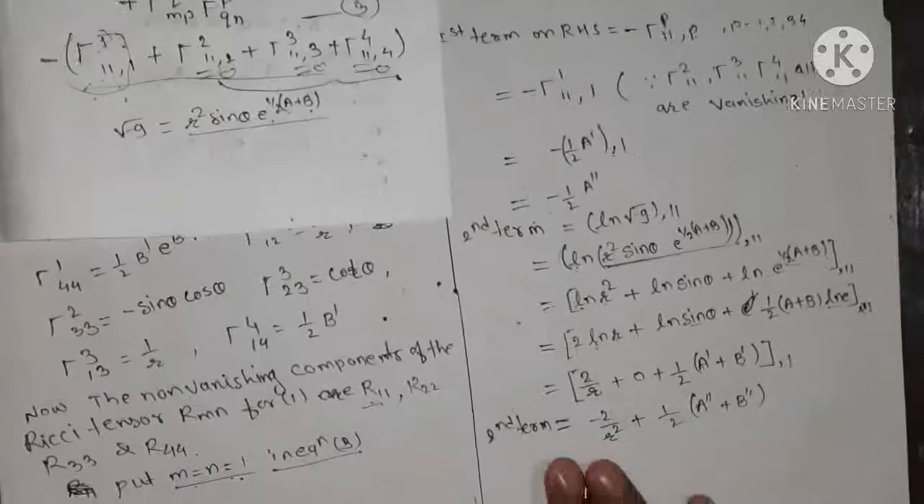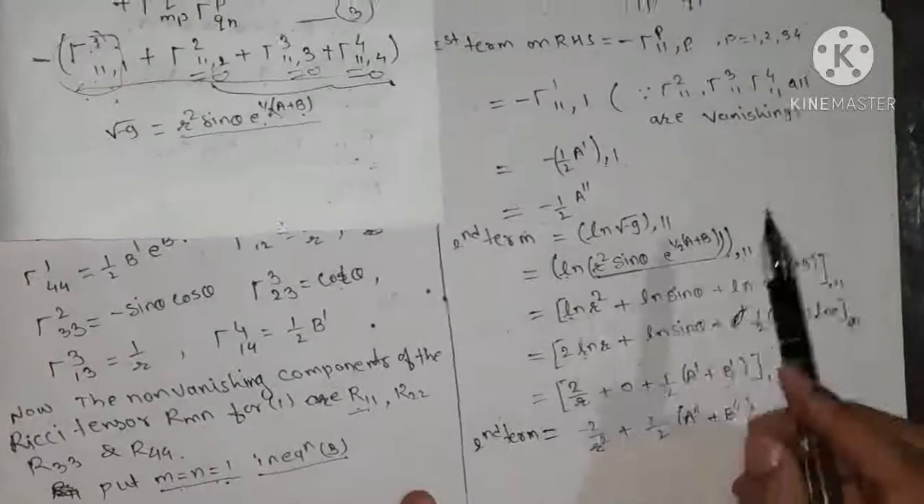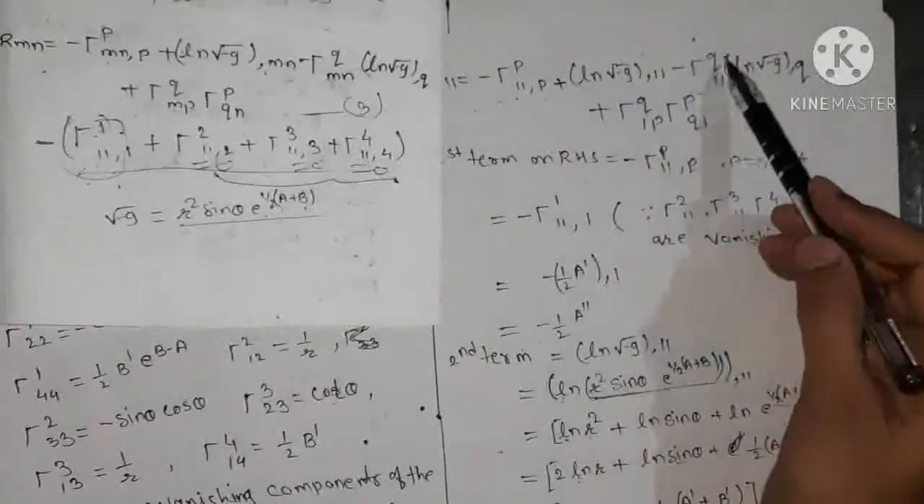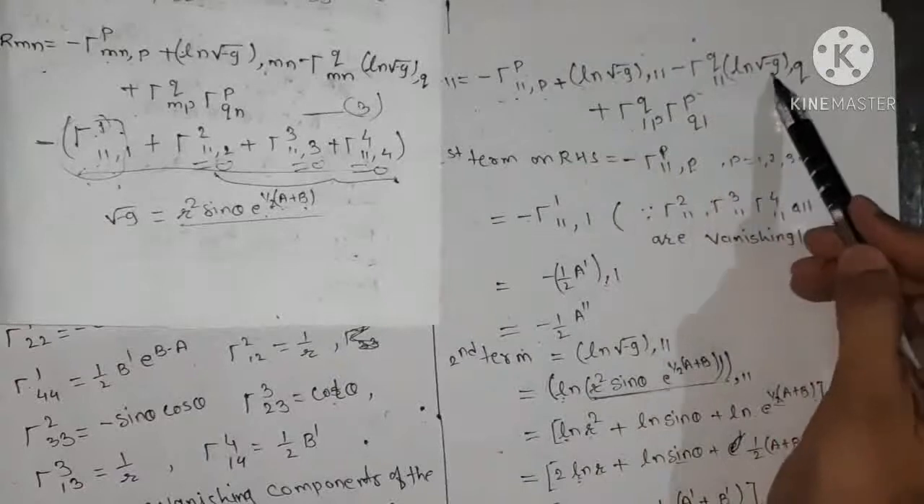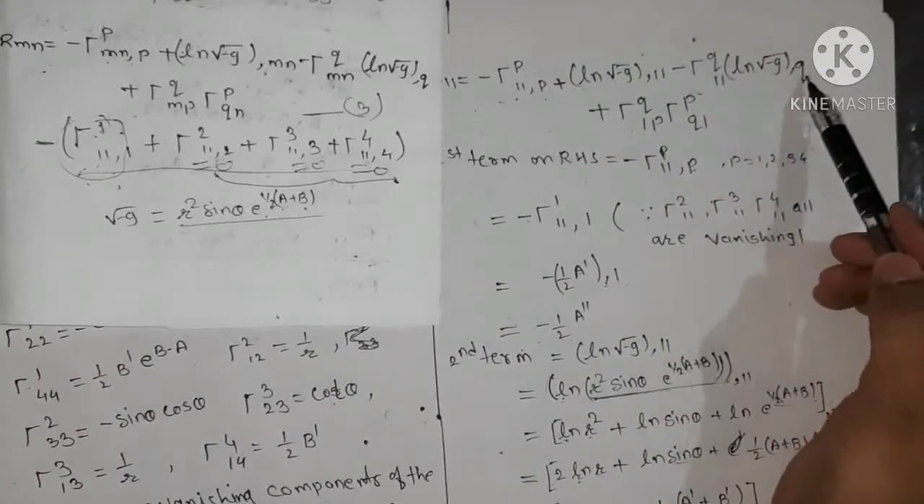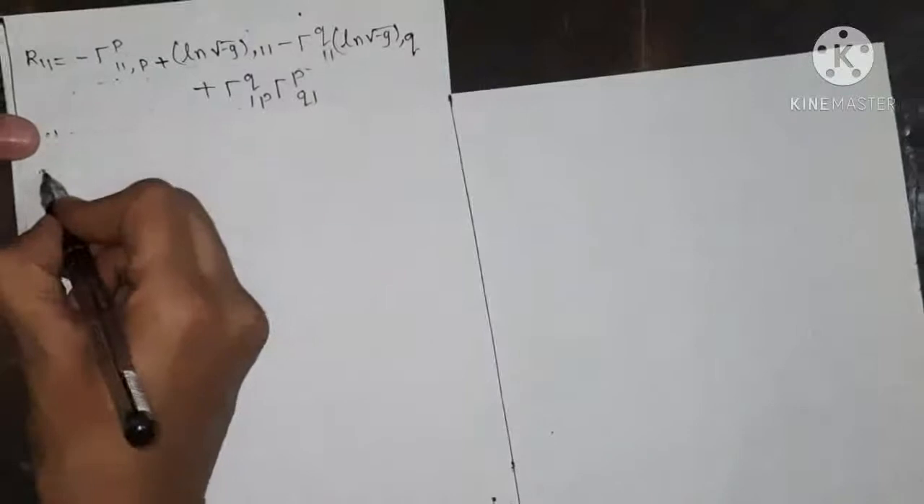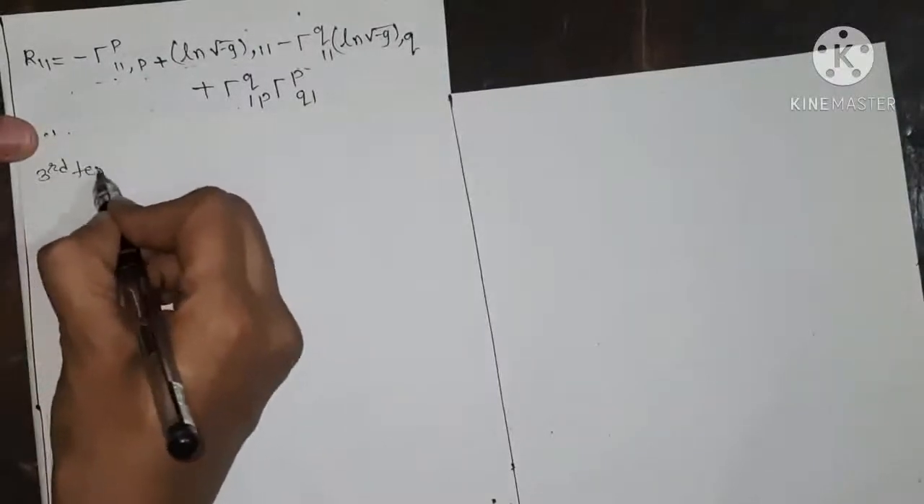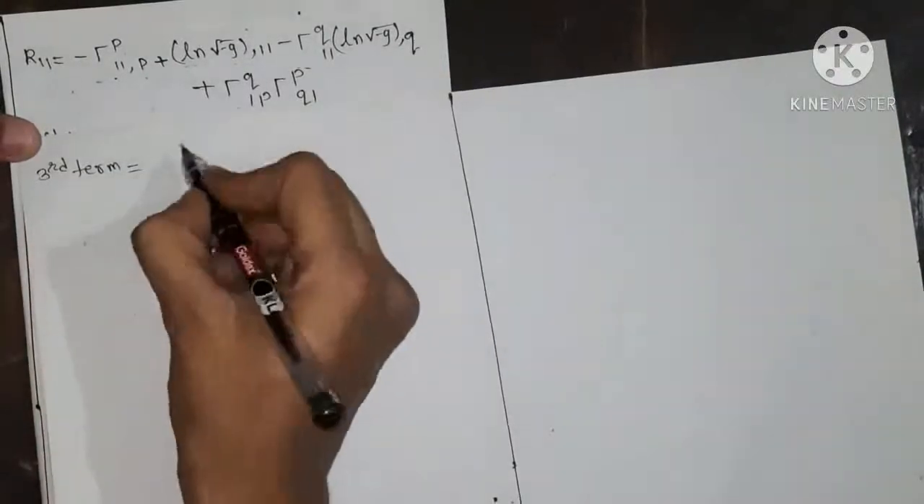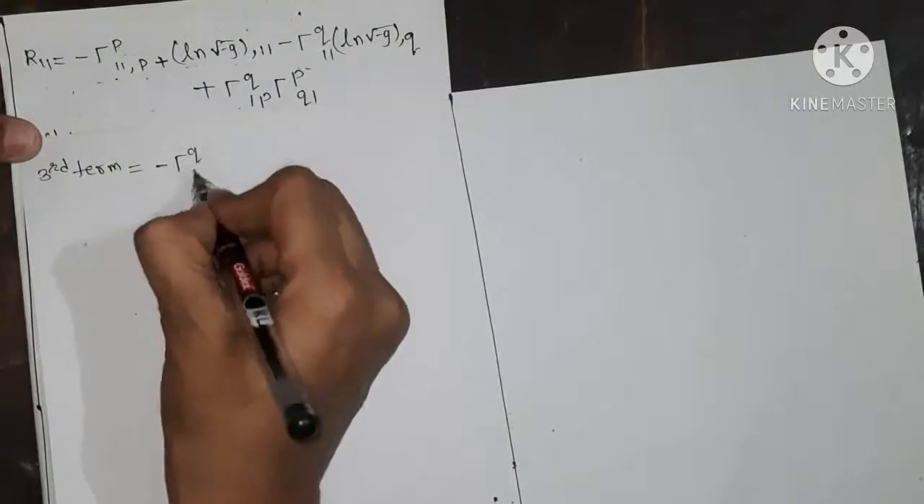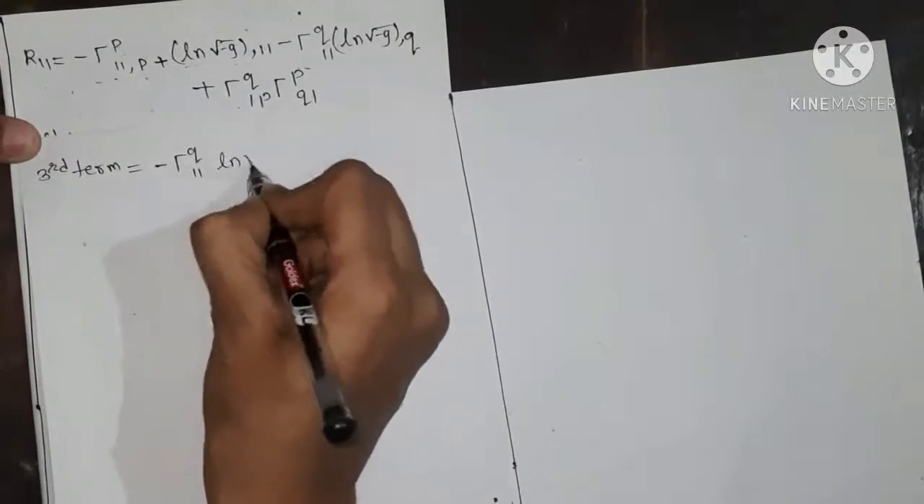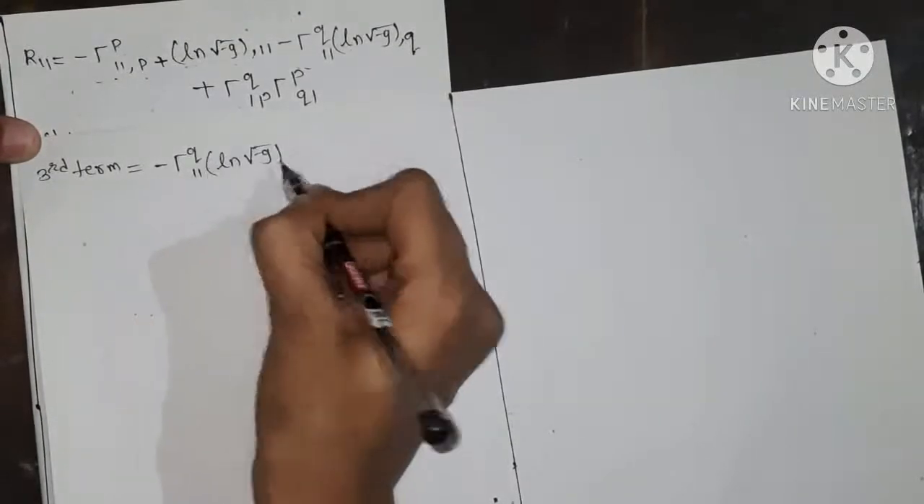Now the third term, now we compute the third term. Third term is minus gamma of q11 log of under root of minus g comma q. Now third term is equal to minus gamma of q11 log of under root of minus g comma q.